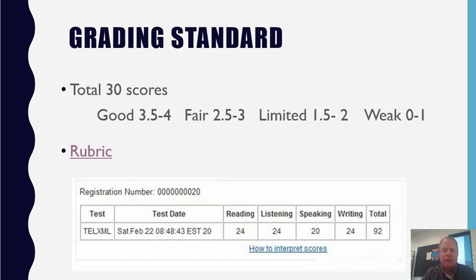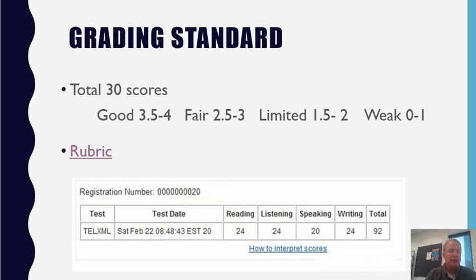The TOEFL has 4 sections: reading, listening, speaking, and writing. The total points for each section is 30 points for a total of 120. The sample score looks like this, and when you click on how to interpret scores, you can find the detailed information of each section. Under the speaking, there will be 4 levels.